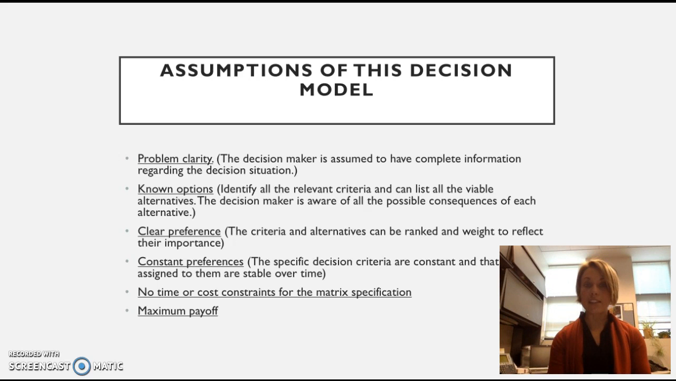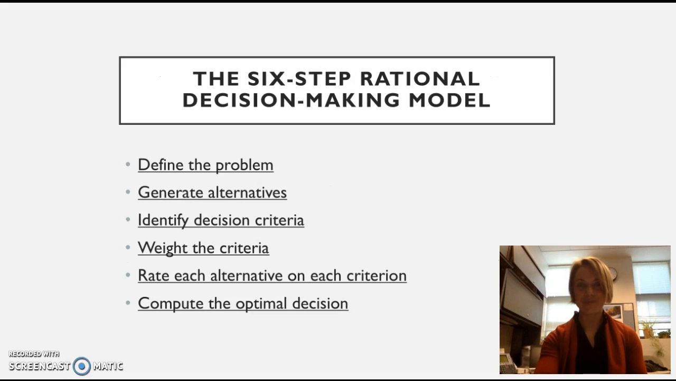A clear preference: the criteria and alternatives will be ranked using a weighted system that I'll talk about in this matrix. Constant preferences: the criteria are constant and the weights assigned to them are stable over time. No time or cost constraints for the matrix specification, and maximum payoff. These are the assumptions here on how we're making our decision to solve our wicked problem.